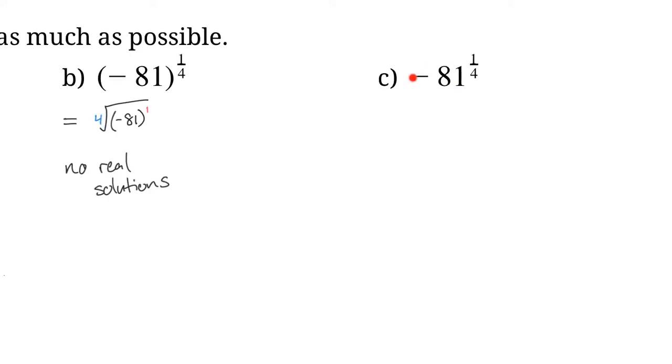But what if that negative 81 wasn't in brackets? So here we have negative 81 to the power of 1 over 4, and this isn't in brackets, so that means our exponent only applies to the 81. It doesn't apply to the negative. So when we rewrite this, we would have to write that negative on the outside. And we know that this is the fourth root of 81. And the fourth root of 81 is just 3, but we need to include that negative out front. So this is just a negative 3.